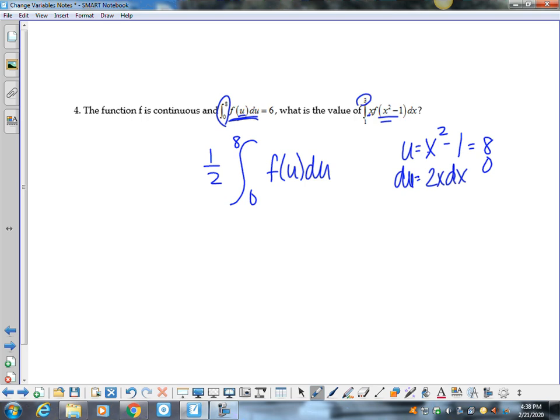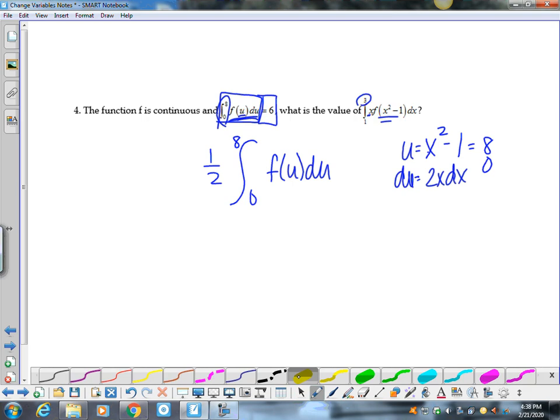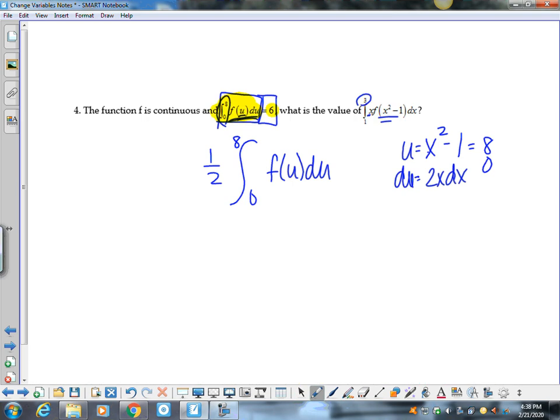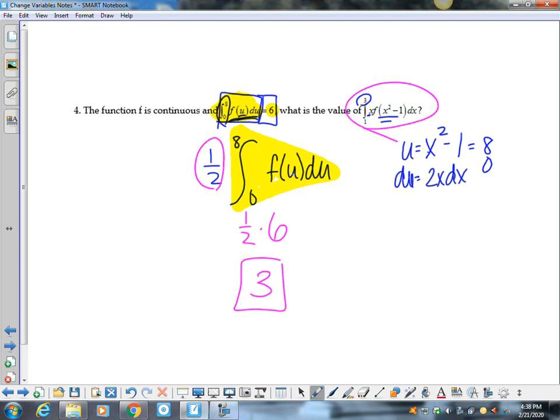Okay, now this has to come into play. It tells me that the integral from 0 to 8 of f of u du is a 6. Well, that's this. This is a 6. Well, what did we have to add to it? We had to multiply it by 1/2. So the answer of this is a 3, because we had to balance it with a 1/2.